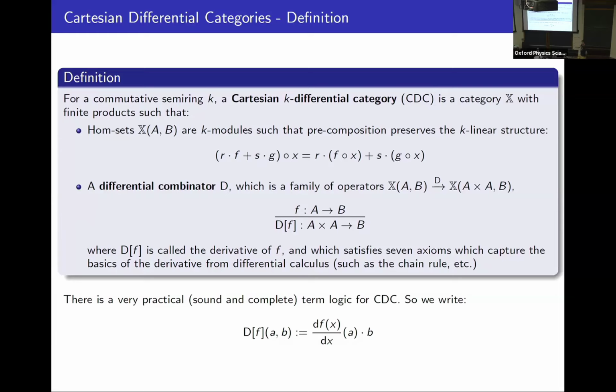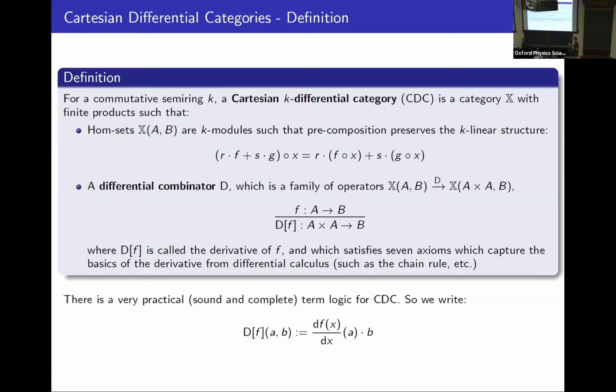And the thing that makes it a differential category is that it comes equipped with a differential combinator, which essentially picks up any map f from A to B and spits out its derivative, d of f, which is a map of type A times A to B. This differential combinator has to satisfy 7 axioms, which capture the basics of the derivative from differential calculus, such as the chain rule, the sum of derivatives is the derivative of the sum, etc.